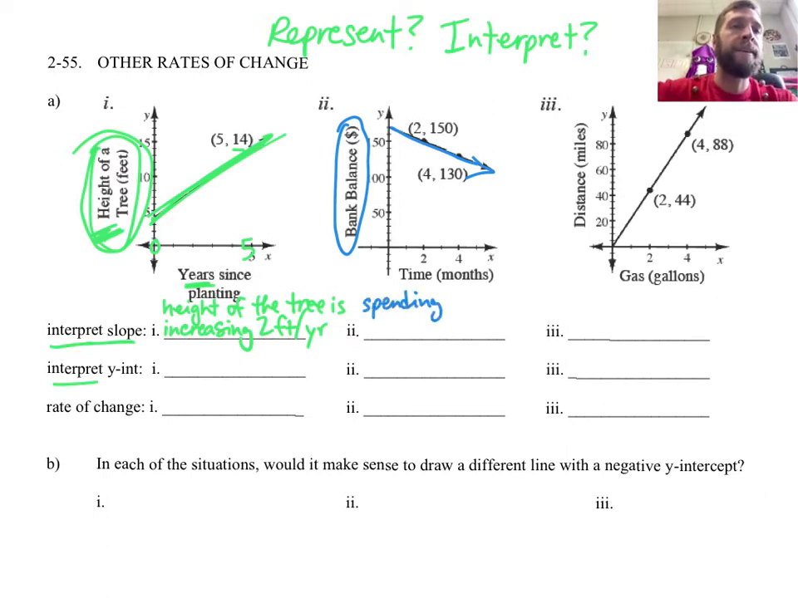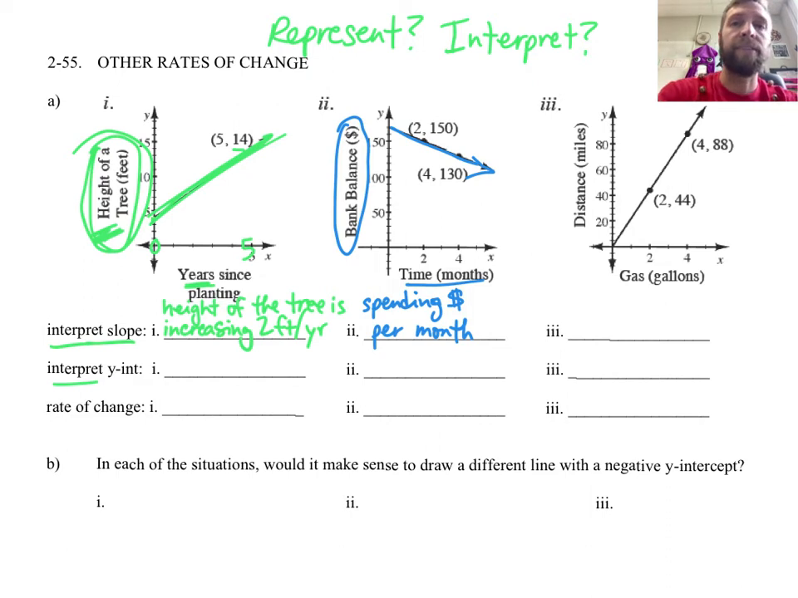We are spending money. I didn't even calculate the slope. I can figure it out in a second, but we're spending money per month, right? That's the time in months. We're spending how much money per month. Cool, I could be done right there.